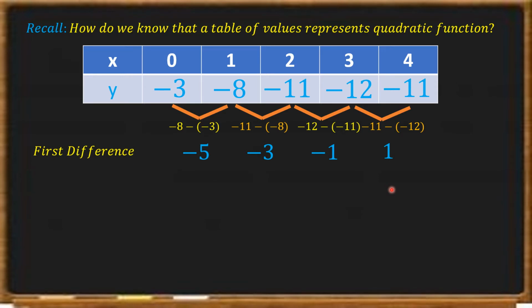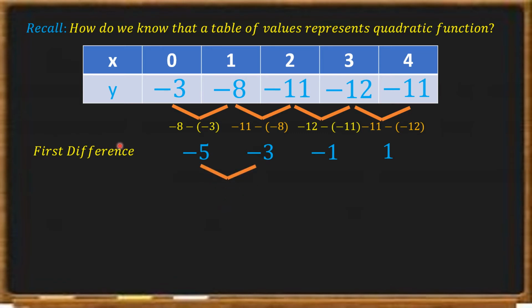Okay, if we found out that the first differences are not the same, therefore we will proceed to the second difference. If they are the same, therefore the table is not a quadratic function. Okay? So since they are different numbers, we will proceed to the second difference.